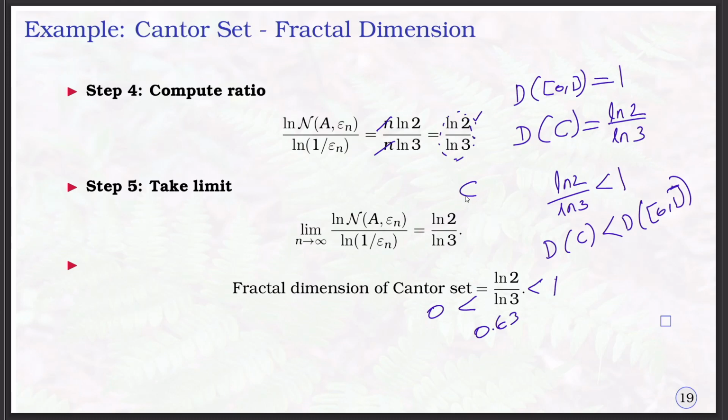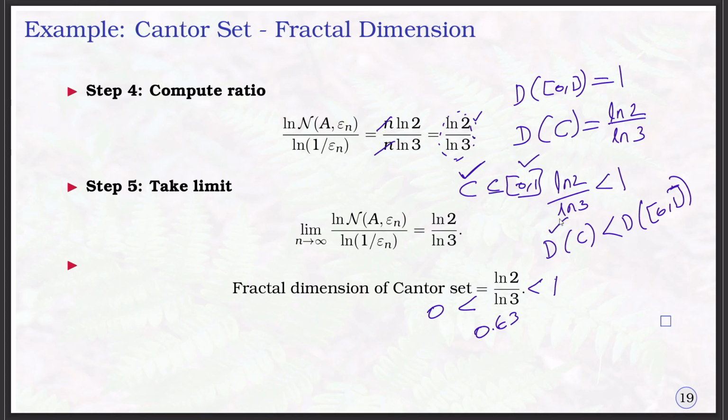Alternatively, one can find the topological dimension and the Hausdorff dimension of the object. If the Hausdorff dimension is strictly greater than the topological dimension, it is called a fractal object. Now, I have discussed one more equivalent definition. If C is an object which is embedded in the interval 0 comma 1 here, and you find the fractal dimension of C and the fractal dimension of the closed interval 0 comma 1, if the fractal dimension of C is lesser than the fractal dimension of the embedded space, then we can call C a fractal.